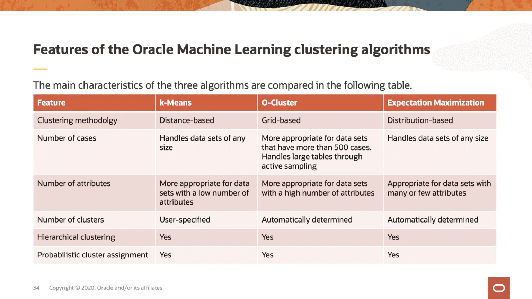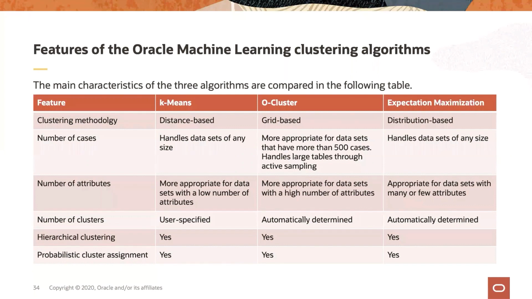In terms of the number of attributes, O-Cluster is going to work better for a larger number of attributes. K-means is not great at scaling up on dimensionality; it is going to hit a problem. So you might want to keep it for a lower number of attributes. Don't go crazy with k-means; 1,000 attributes is not something you want. And expectation maximization is one that can handle both, a larger and a smaller number of attributes. It's good at both things.